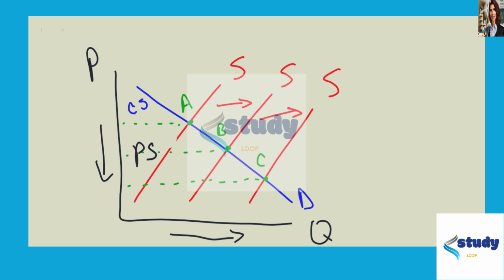It grows to be everything below line B, and again to the right of the vertical axis and to the left of the second supply curve. And then finally, it's everything below line C, and again to the left of the third supply curve and to the right of the vertical axis.